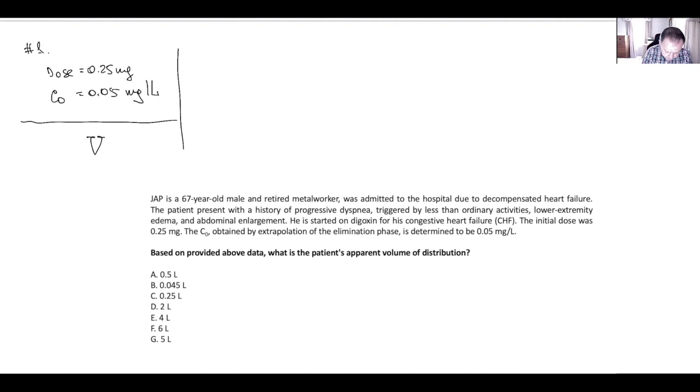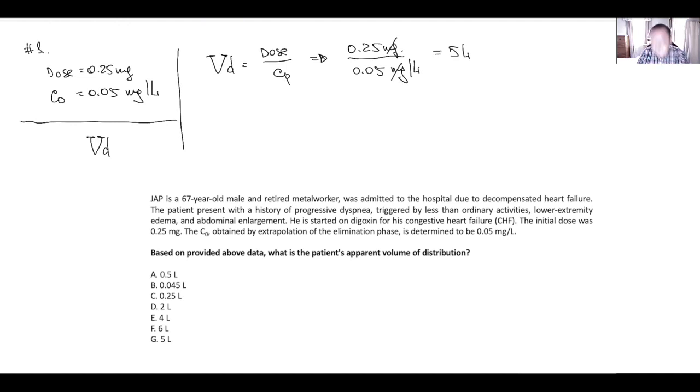So the question is asking about volume of distribution, and we have one equation for volume of distribution. It is dose over plasma concentration. Do we have dose? Yes, it is 0.25 milligrams. Do not miss units. And we divide it by plasma concentration, 0.05 milligrams per liter. Cross out milligrams, and we'll have 5 liters. All right.